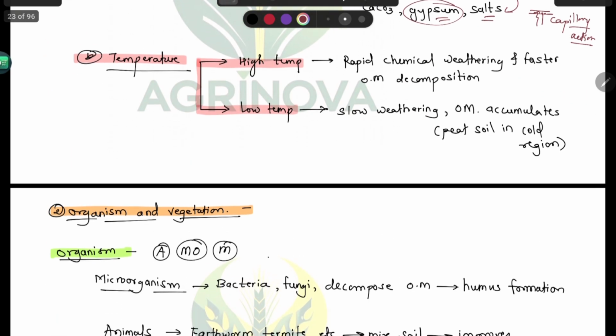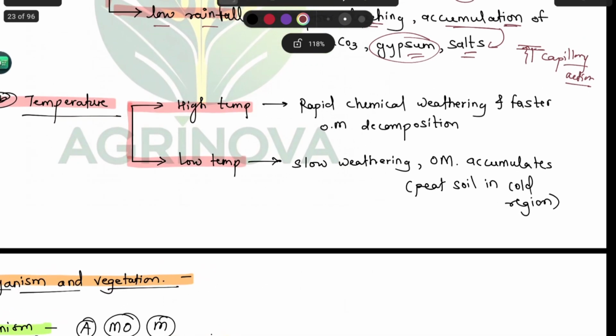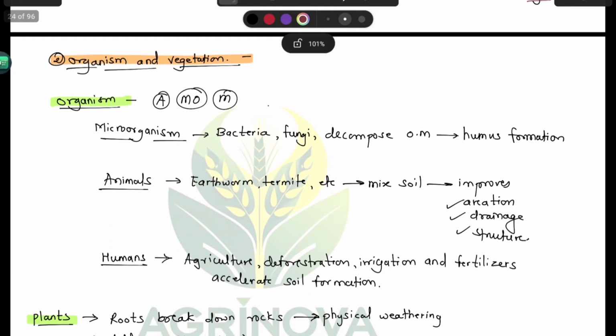So next, the factor is temperature. In the region of high temperature, it causes rapid chemical weathering and faster organic matter decomposition. We know that in high temperature conditions, microbial action is rapid. So it causes rapid chemical weathering and faster organic matter decomposition. In lower temperature it's just the opposite: slow weathering, and organic matter accumulates. Here we can see the example of peat soil in cold regions, where organic matter decomposition is slow. Next, we are done with climate.